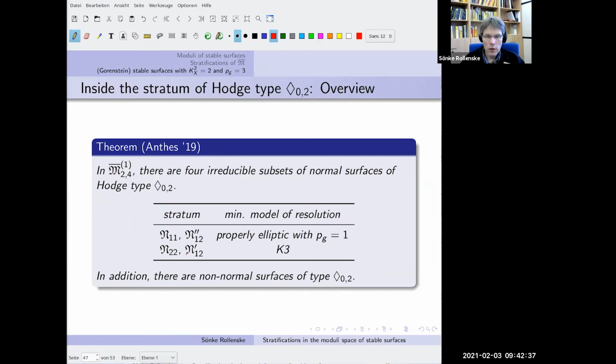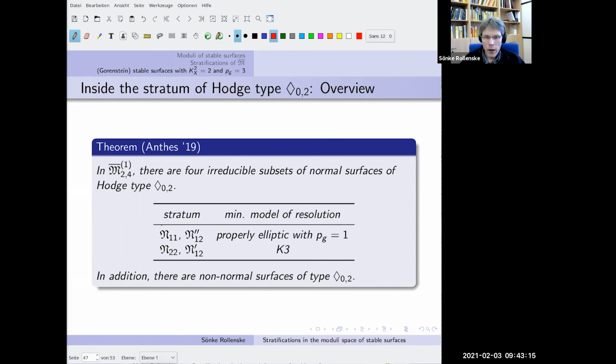So there are 2 different types of elliptic singularities that you can have, namely degree 1 and degree 2, depending on the square of the exceptional divisor, exceptional curve. And so here in the first column, you have this N11 and N22. Okay, I should read this completely. So Ben proved that in this stratum, there are 4 irreducible subsets of normal surfaces and some non-normal ones.